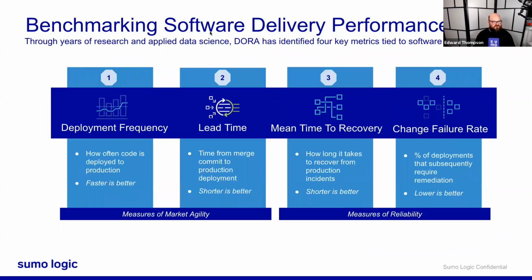So as I mentioned before, we can break out these DORA metrics, which we're tracking, being deployment frequency, lead time for changes, mean time to recovery from failure, and change failure rate, into two broad categories. The first being measures of agility. So how often is your code deployed to production, and how long does it take you to go from a merge of a commit to deployment in production? And then the other side is reliability. So how long does it take you to recover from production incidents? And of your deployments, what is the percentage that subsequently require remediation?